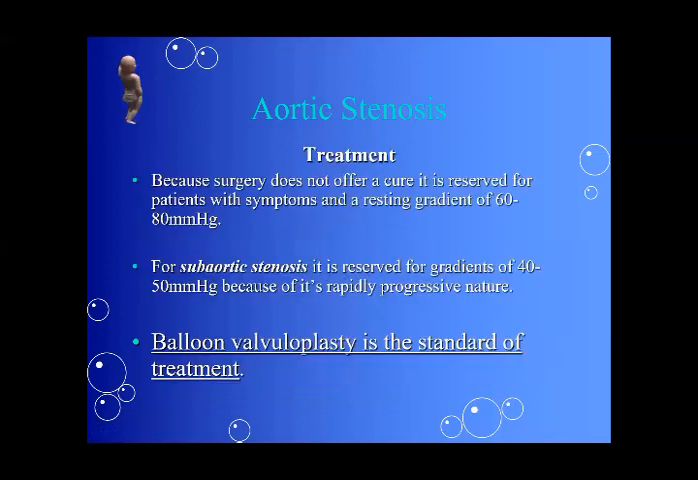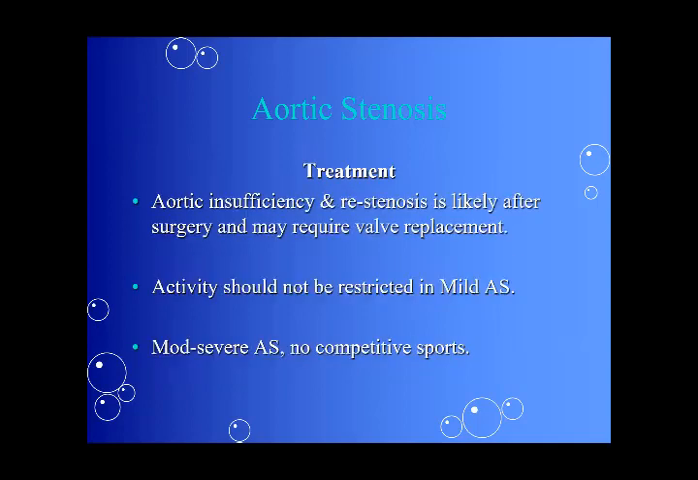In aortic stenosis, because surgery does not offer a cure, it is reserved for patients who are symptomatic with a resting gradient of usually 60 to 80 millimeters of mercury across the valve. For subaortic stenosis, it is reserved for a gradient of 40 to 80 millimeters of mercury because it is rapidly progressive in nature. Balloon valvuloplasty is the standard treatment offered to the patient. If it fails, aortic insufficiency or restenosis is likely to occur after the surgery and may require valve replacement.